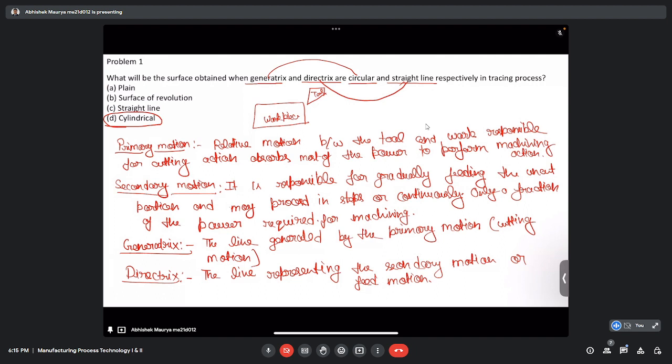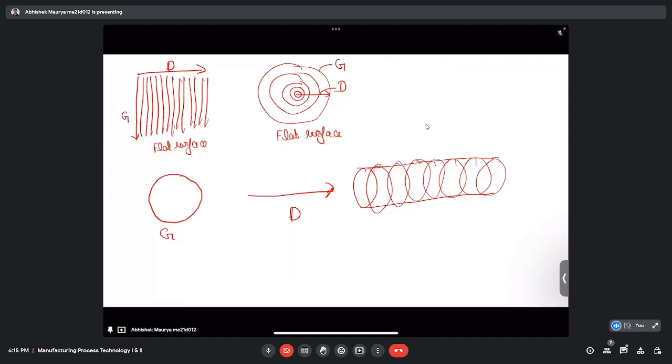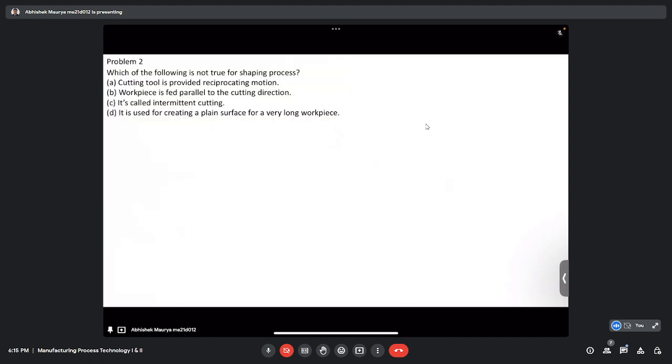Similarly, in many ways you can see any type of machining operation. Always you will find two types of motion, primary and secondary, and you can easily find what is generatrix and directrix. Okay, so if any of you have any doubt in this question, please ask me, or we shall move to the next question. Okay, it seems there is no doubt. So let's move to the second problem.